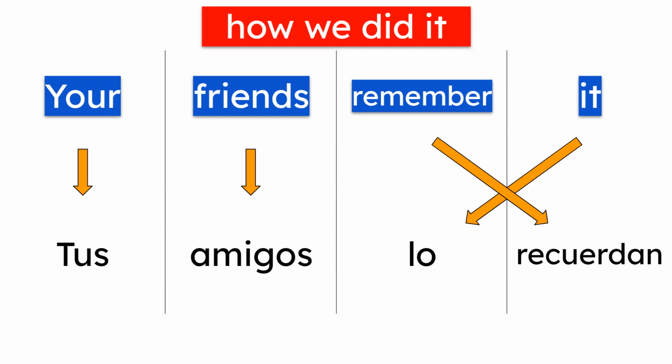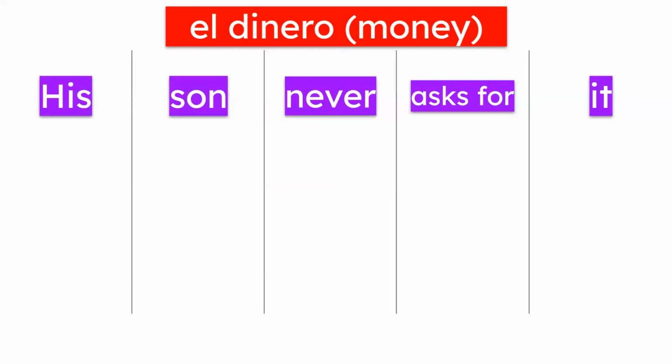Okay, very good. Now, a negative statement. Again, you've got 10 seconds. And by the way, again, to ask for is in Spanish pedir. Pedir, and this is an irregular verb.